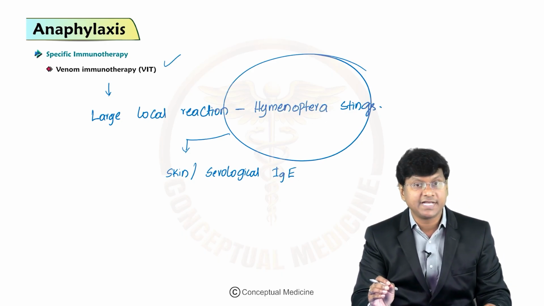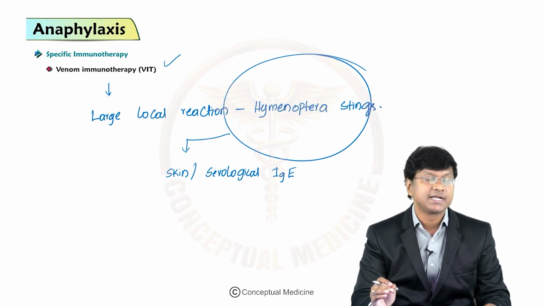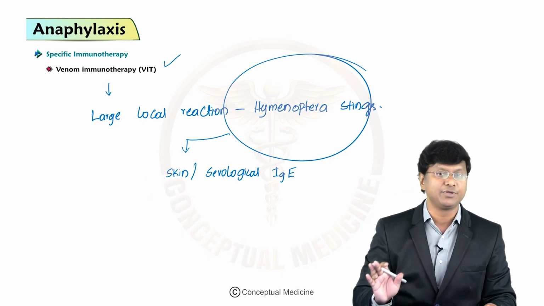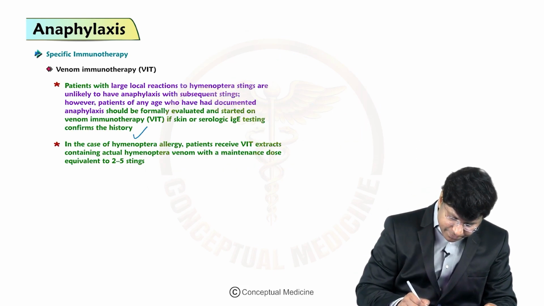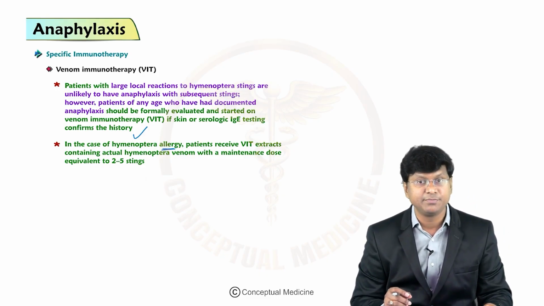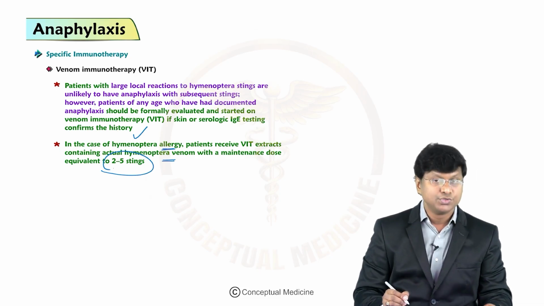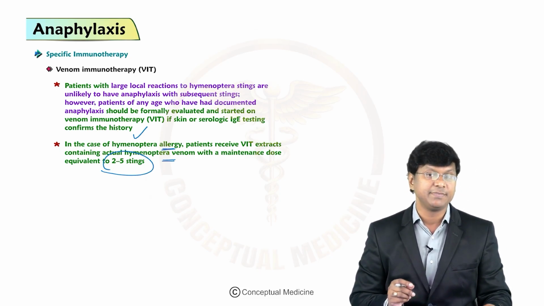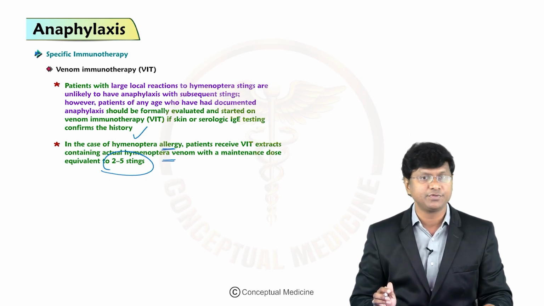In the case of Hymenoptera allergy, patients receive VIT extracts, that is venom immunotherapy extracts, containing actual Hymenoptera venom with a maintenance dose equivalent to 2 to 5 stings. So that is about your venom immunotherapy.